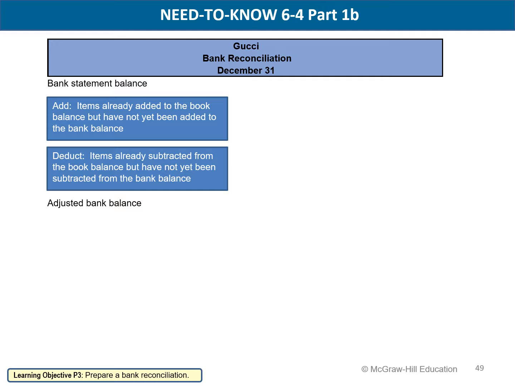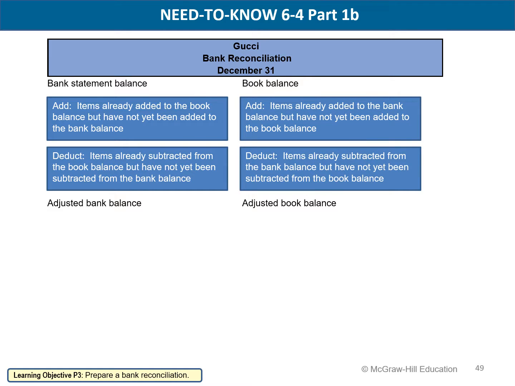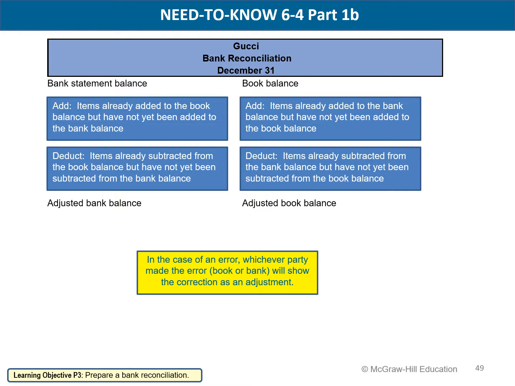On the bank balance side, we add items that have already been added to the book balance but haven't yet been added to the bank balance. We deduct items that have already been subtracted from the book balance but have not yet been subtracted from the bank balance. So that's your outstanding checks, right? Then on the book side, we're adding items that are already added to the bank balance but have not yet been added to the book balance. And we're deducting items already subtracted from the bank balance that have not yet been subtracted from the book balance, okay? In case of an error, whichever party made the error will show the correction as an adjustment.